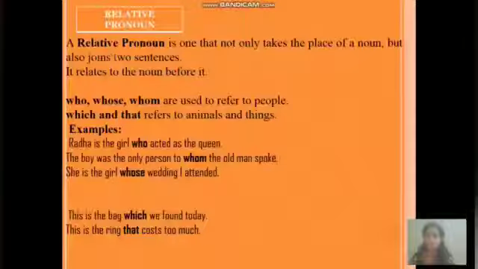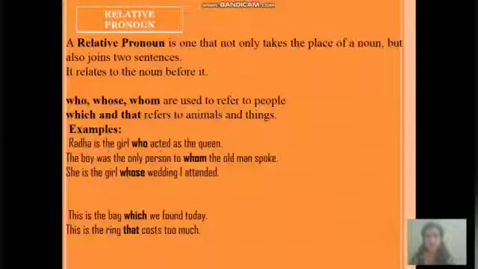A relative pronoun is a pronoun that is used to join two sentences together, and it relates to the noun that comes before it. The different relative pronouns are who, whose, and whom. These three pronouns are used to refer to people, and which and that are used to refer to animals and things. Look at the example sentences, children.